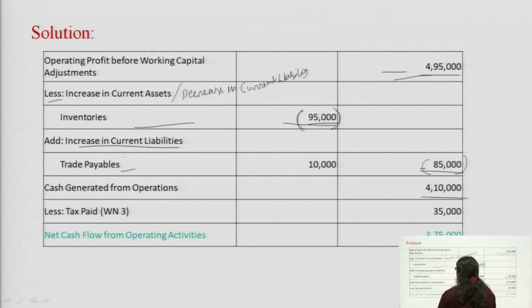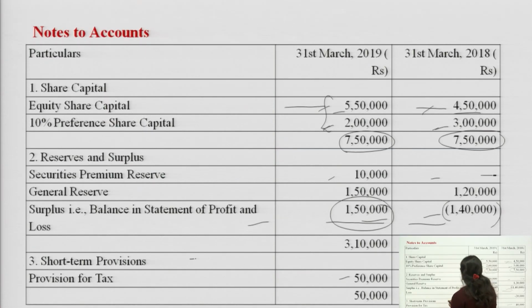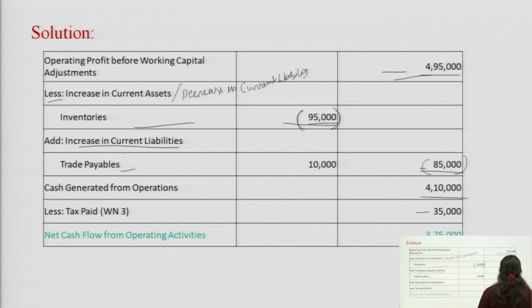Now, we will subtract the tax which is given in working note 3. Tax paid was 35,000. I will show you where it has been given. In working note 3, provision for taxation is given as 50,000 and 40,000 for the previous year. This year it was 50,000. So we have taken it here, and 35,000 is the tax. How has this 35,000 come? Because 40,000 was the balance for the first year and 50,000 was for the second year.